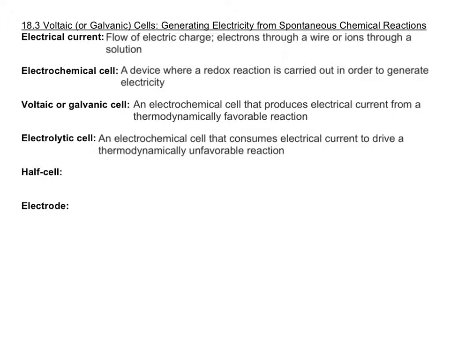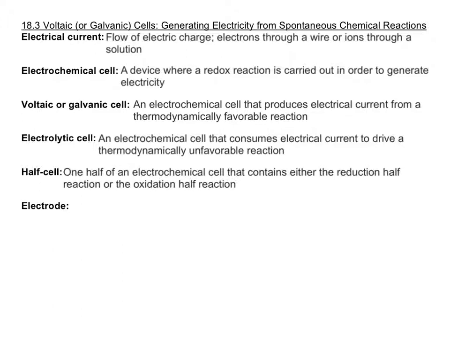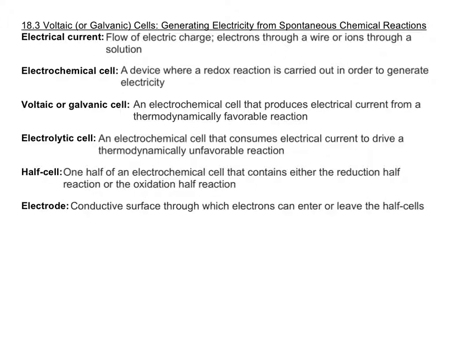Okay, and now a half cell is one of the two portions of an electrochemical cell, and it's either where the reduction happens or where the oxidation happens. So this is where one of the half reactions that we talked about in the last lesson occurs. Okay, and then an electrode is a strip of metal, a conductive surface through which the electrons can either enter or exit the half cell. All right, and as I get to the diagram on the next slide, a lot of this will make a little bit more sense.